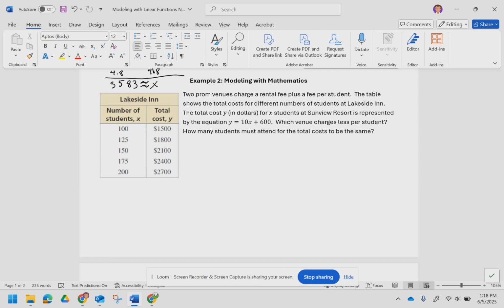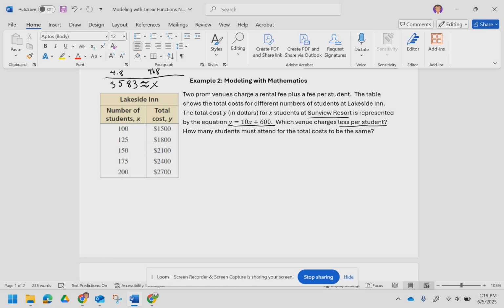Two prom venues charge a rental fee plus a fee per student. The table shows the total cost for different numbers of students at Lakeside Inn. The total cost y in dollars for x students at Sunnyview Resort is represented by the equation. So we have the table for Lakeside, and for Sunnyview we have this equation. Which venue charges less per student? Then after we answer that question, how many students must attend for the total cost to be the same?